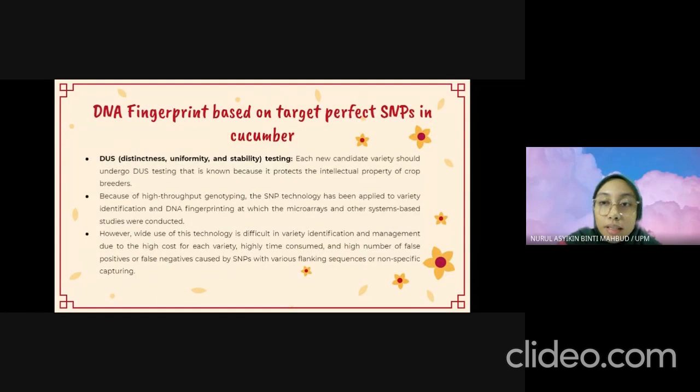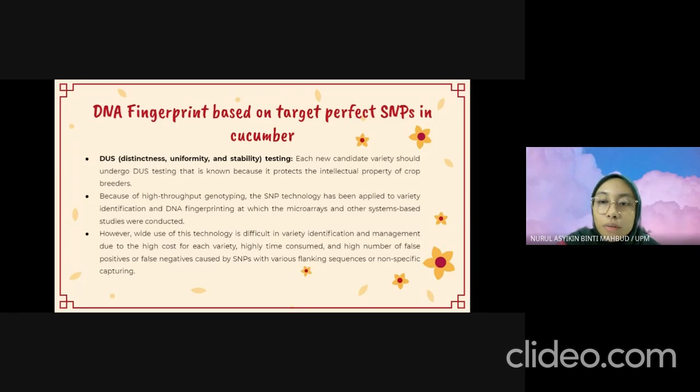DNA fingerprinting is conducted based on the target perfect SNPs in cucumber. So DUS stands for distinctness, uniformity, and stability. Each new candidate variety should undergo DUS testing, because it protects the intellectual property of the crop breeders. Because of high throughput genotyping, SNP technology has been applied to variety identification and DNA fingerprinting, for which microarrays and other systems-based studies were conducted.